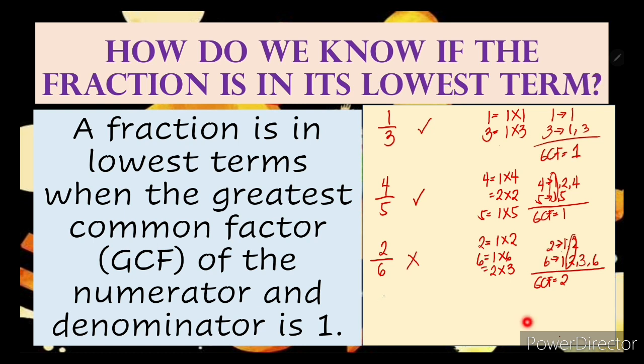Sa panghalimbawa, we have 3/9. So, ano yung factors ni 3? So, we have 3 times 1. So, pag nilista natin, we have 3 and 1. 9. 1 times 9 and 3 times 3. Lista natin. So, we have 1, 3, and 9. Anong common factor natin? We have 1 and 3. Anong GCF natin? Anong pinakamalaking factors niya? 3 niya ay 3.